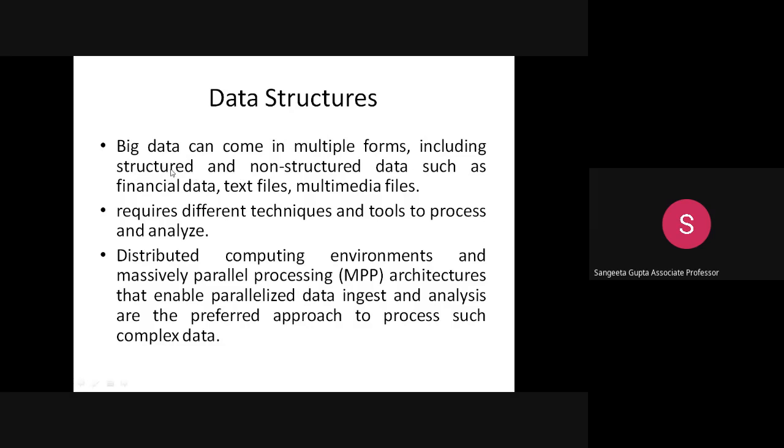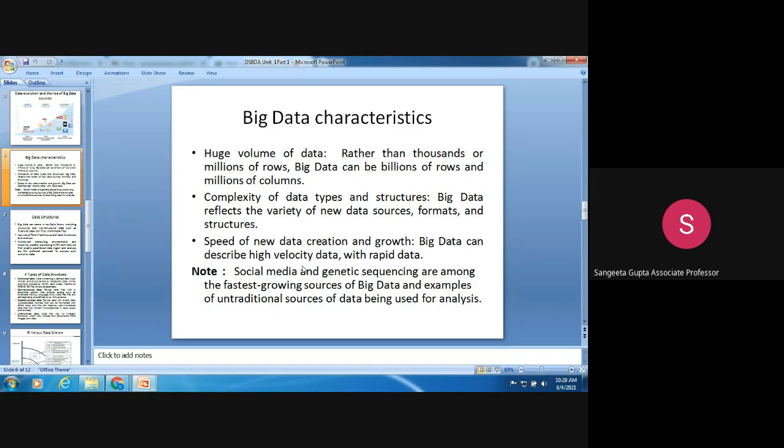Then when you try to use the existing techniques, what will happen? They may not provide the required results. The results obtained will not be up to the mark. So they require different techniques and different tools in order to process the data and perform the analysis as well. Then what kind of techniques are required? Something which supports massively parallel processing.